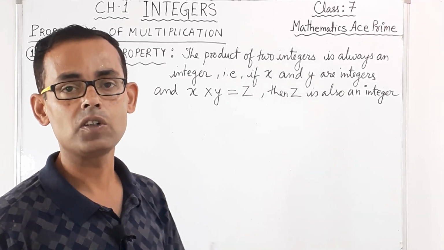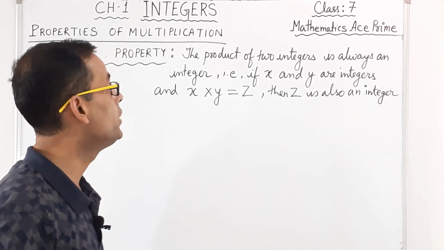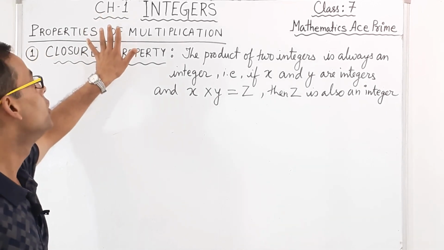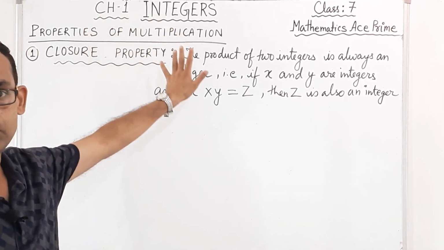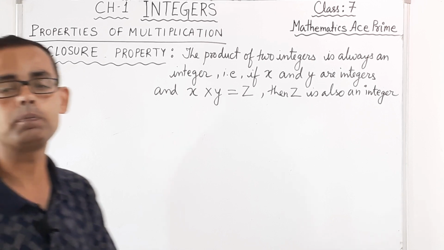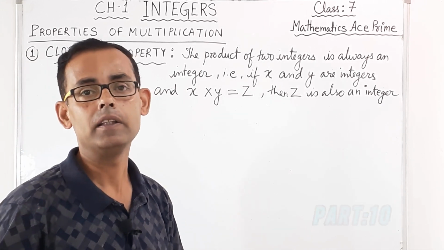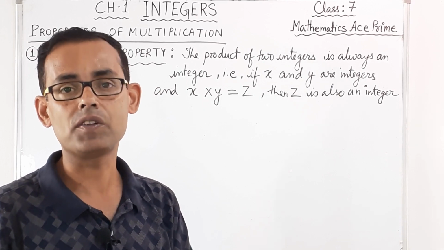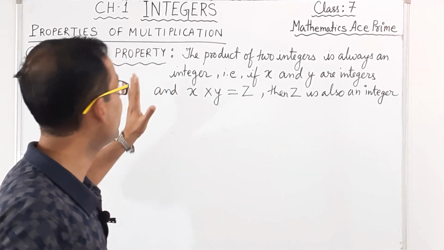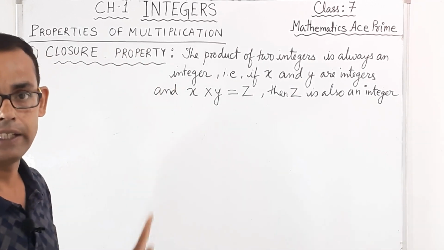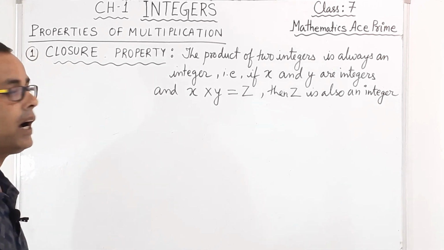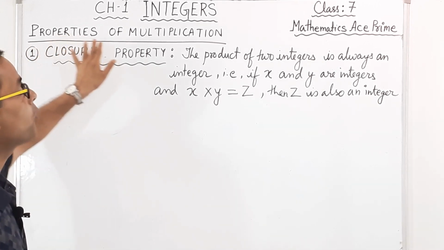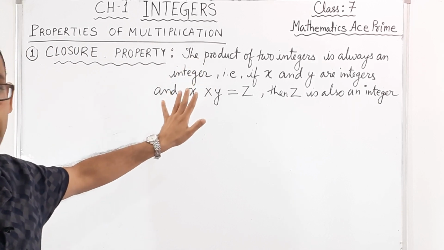So the students of class 7, today we are going to again continue with chapter 1, Integers. Today's part is part 10. The previous parts, if you have not watched, I will request you to watch them so that you can understand part 10. Now in today's part we will understand the properties of multiplication.